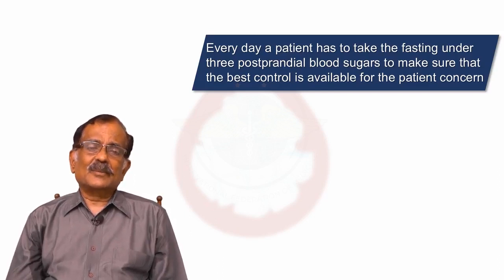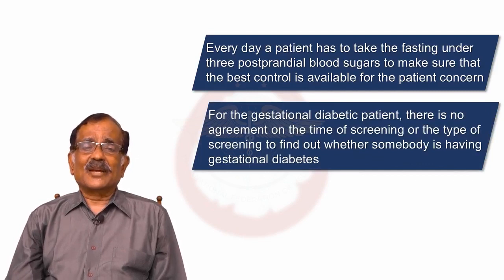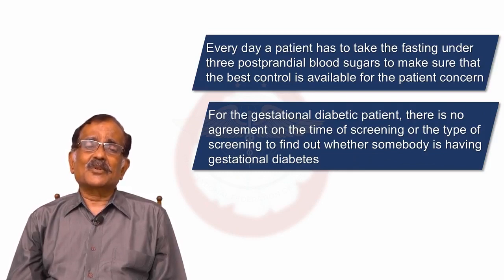So this is type 2 pre-existing diabetic patient must be properly educated, properly controlled, and properly educated regarding the pregnancy related outcomes as far as the diabetes is concerned. Then for that gestational diabetic patient, usually there is no agreement on the time of screening or the type of screening to find out whether somebody is having gestational diabetes, because usually people say universal screening.